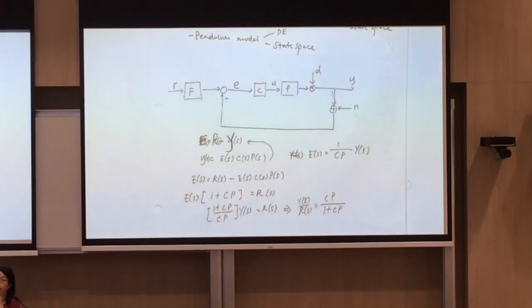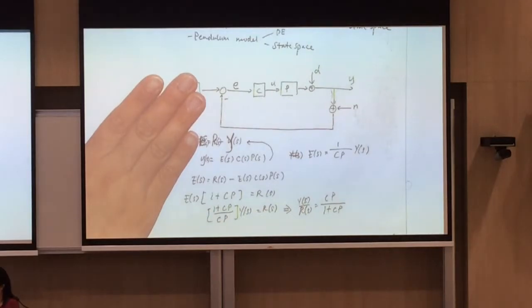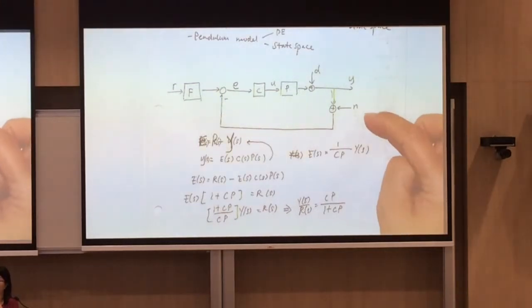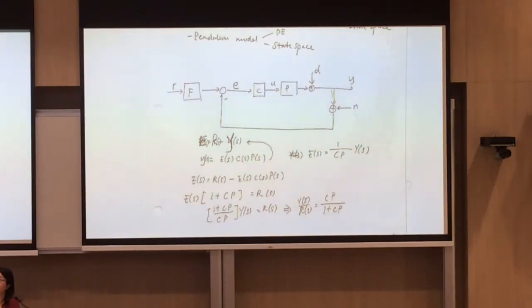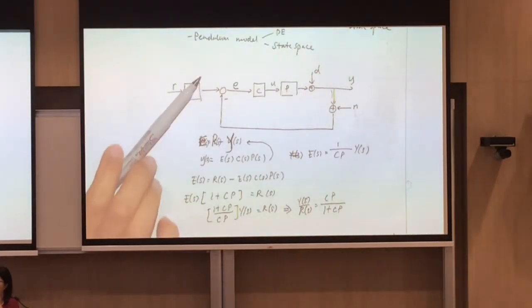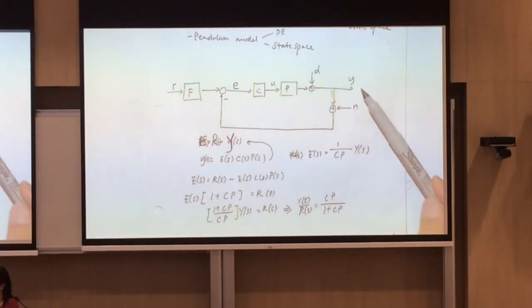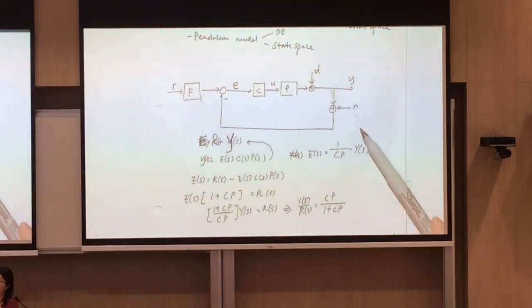So what will happen if I tell you ignore R and ignore D? I want a transfer function, output Y and input N. Hands up if you have a question, if you have a comment. Yes? No? This is okay, right? CP over 1 plus CP, yes? Okay. Now there's no disturbance. Okay, can you write me a transfer function? Output Y and input N.